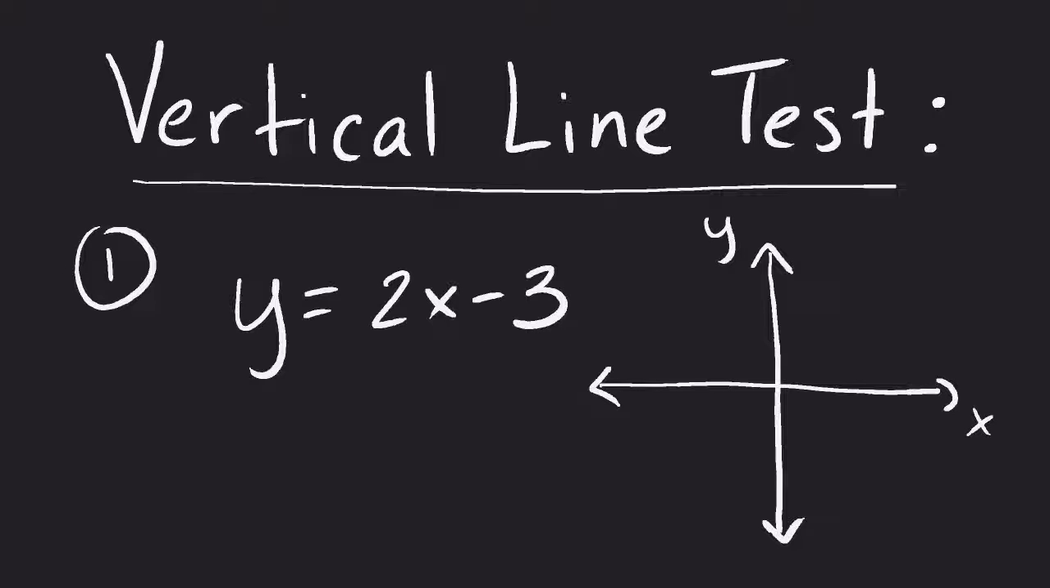So I know that it's going to go through the point (0, negative 3), and that the slope is going to go up 2 over 1. So up 2 over 1, something like that. I know my graph is going to look something like this.